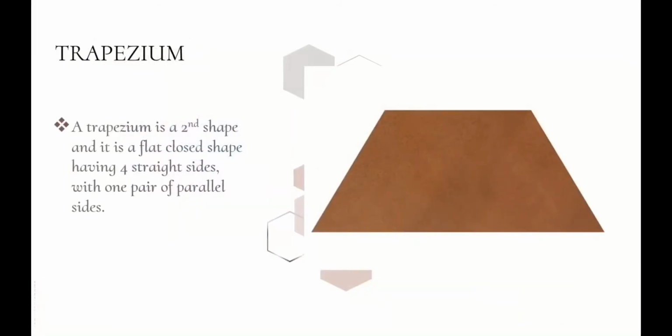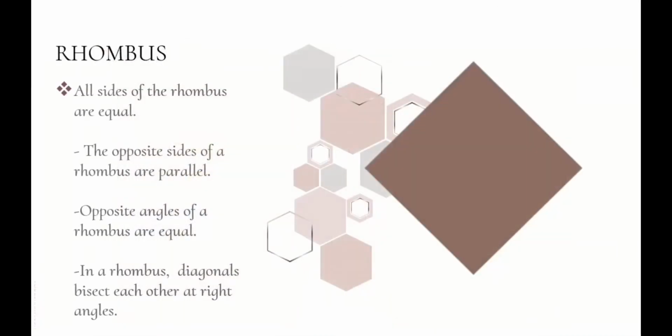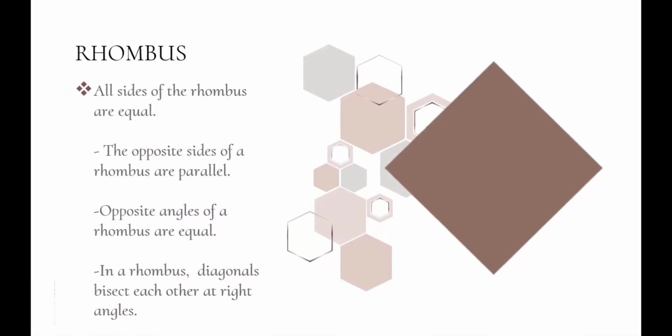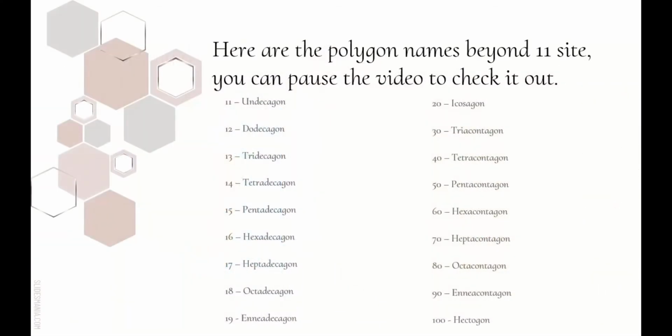Trapezium. A trapezium is a flat closed shape having four straight sides with one pair of parallel sides. Examples are a lamp and a suitcase. Rhombus. All sides of the rhombus are equal. The opposite sides of a rhombus are parallel. Opposite angles of a rhombus are equal. In a rhombus, diagonals bisect each other at right angles. For example, a kite and a ring. Here are the polygons named beyond 11 sides. You can pause the video to check it out.